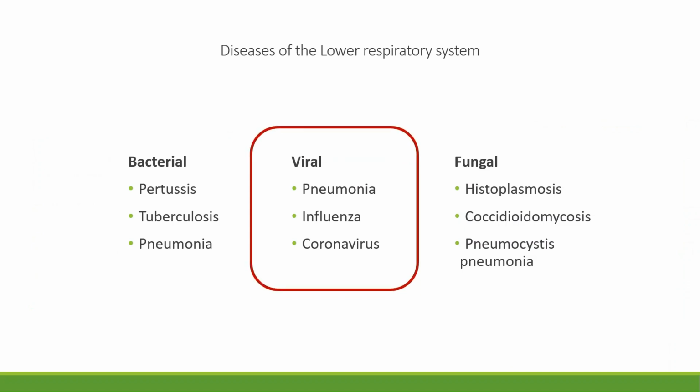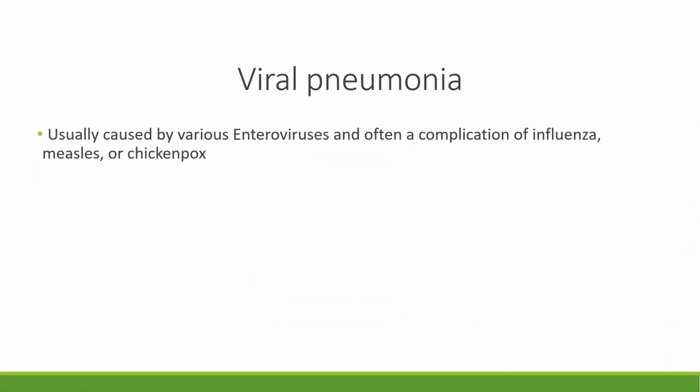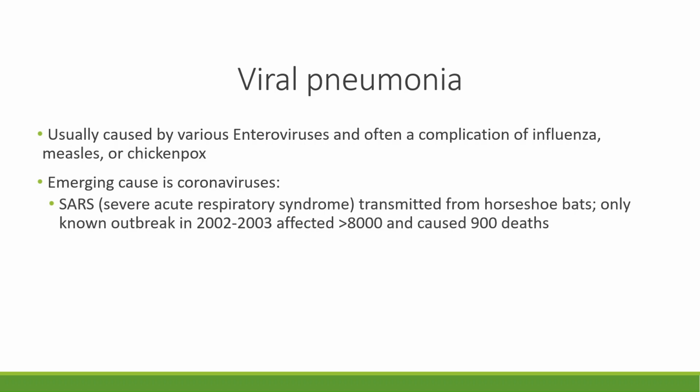Moving along, let's talk about a few viruses common to lower respiratory system infections. Viral respiratory infections are often caused by enteroviruses. These can develop as complications of influenza, measles, chickenpox. In recent years, coronaviruses have emerged as a notable cause of this. As we go through a few of these coronaviruses, we have SARS. This is called severe acute respiratory syndrome. It originated in horseshoe bats. It caused a major outbreak in 2002 and 2003, infecting about 8,000 people, killing another 900.